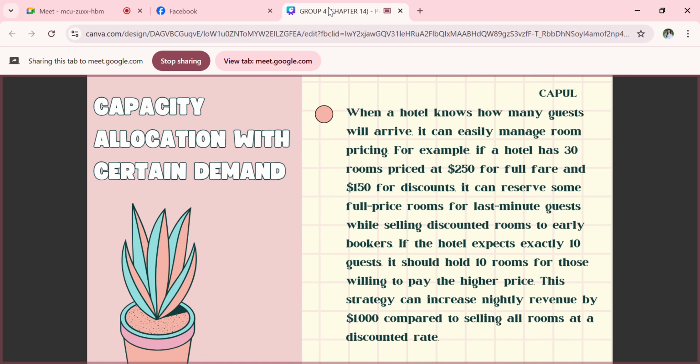The hotel might decide to keep some of the full price rooms available for last minute guests while selling the cheaper rooms to those who book early. If the hotel expects 10 guests that night, it should reserve 10 rooms for those willing to pay the higher rate. This means the hotel is protecting those 10 rooms for full fare customers while allowing the rest to be sold at a discount. By doing this, instead of selling all the rooms at the lower price, the hotel could potentially make an extra $1,000 in revenue for that night.